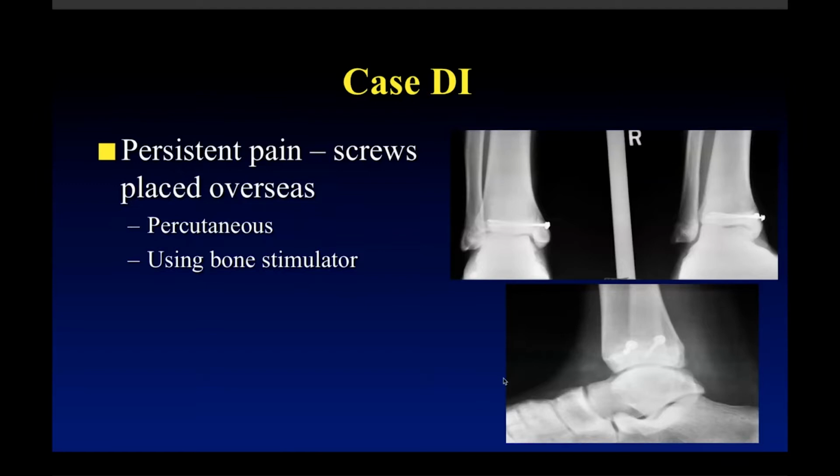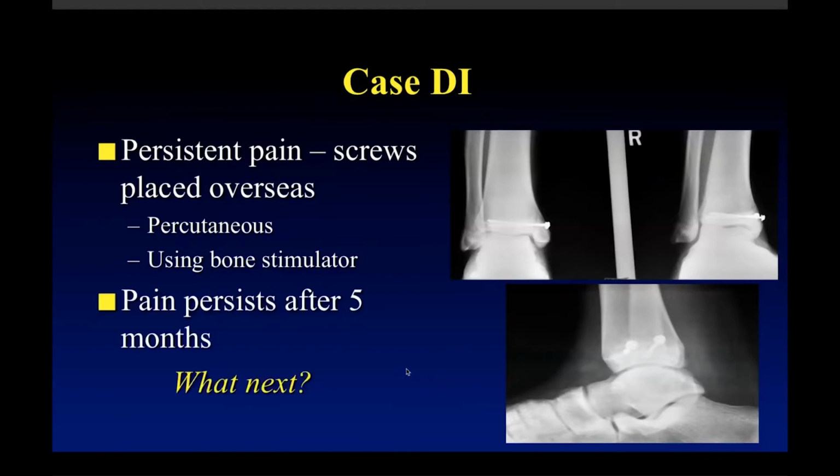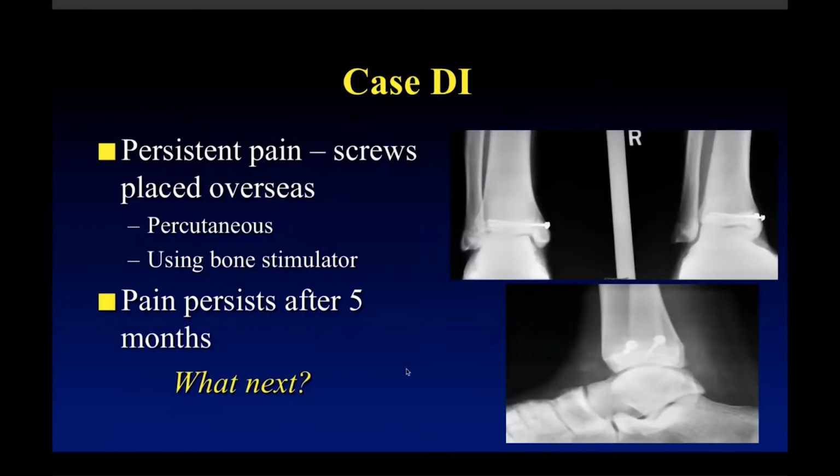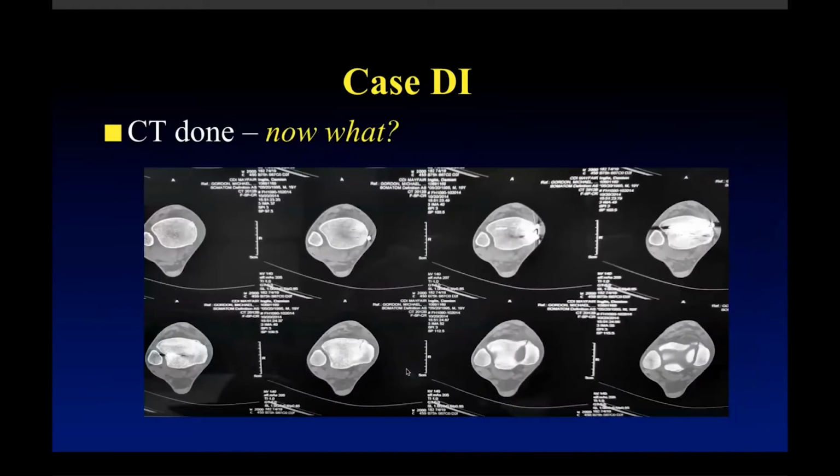And also repeat your CT scans often, because what may not show initially, 3 weeks later you may all of a sudden have a fracture. But at any rate, for the sake of time, he was overseas and they placed these screws. You can see they placed the screws. And pain persists after 5 months. Now what? Well, you have to keep up with these CT scans, because you can see the CT scan.